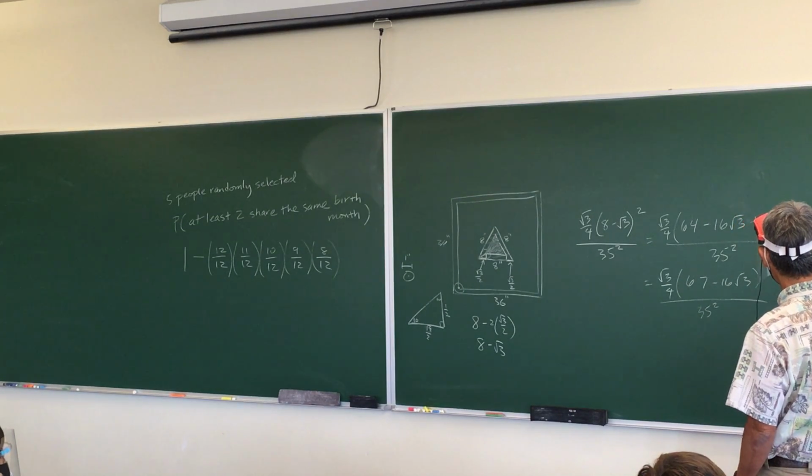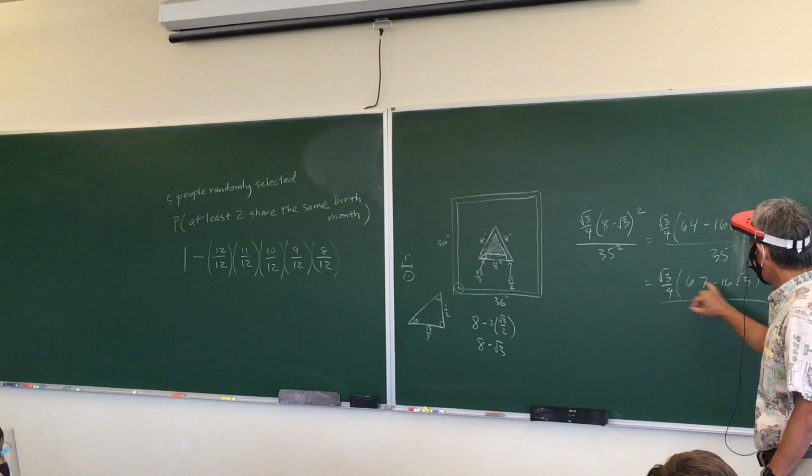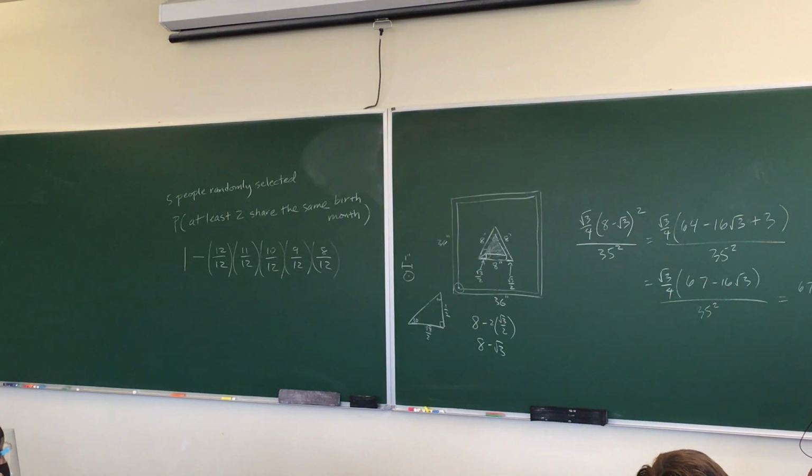7 root 3 minus, what is root 3 times 16 root 3? 48 all over, and then of course the 1/4 goes in the denominator, so you actually got to multiply 1225 times 4. Come on, you can do it. Think of this as 1200 plus 25. Distribute the 4. 4800 plus 100.